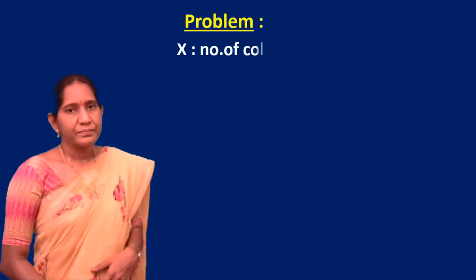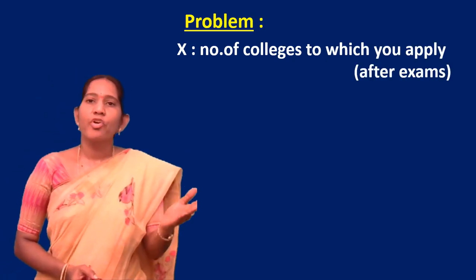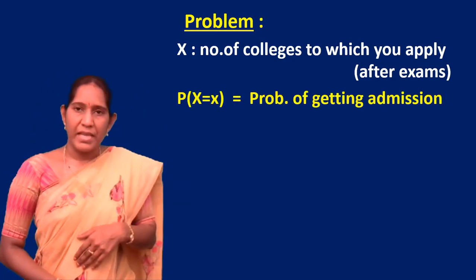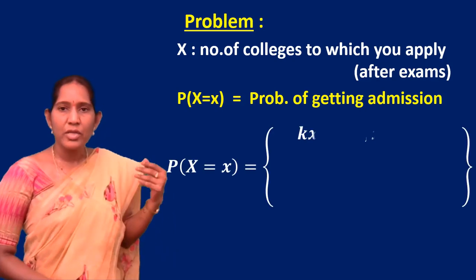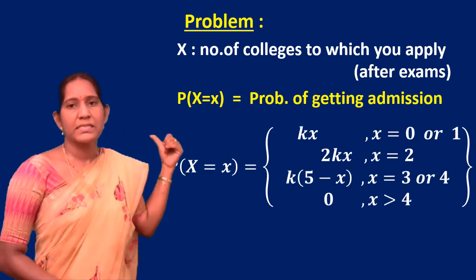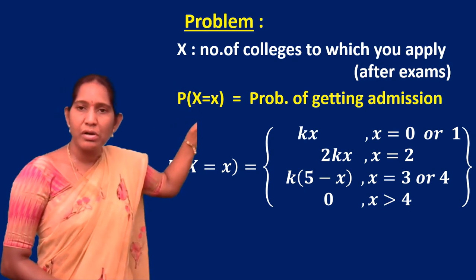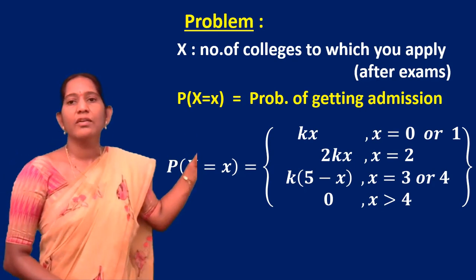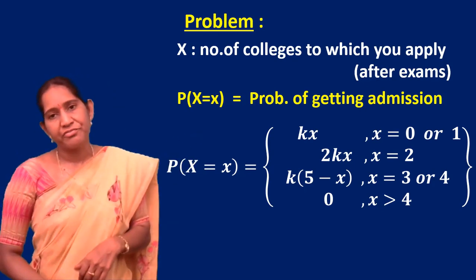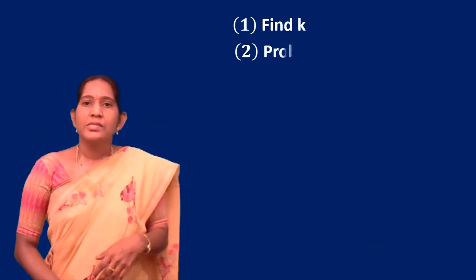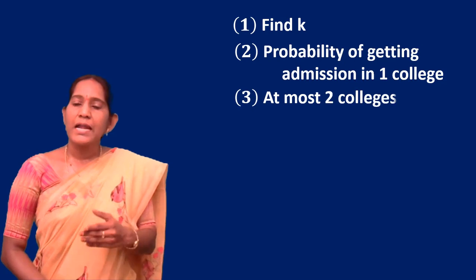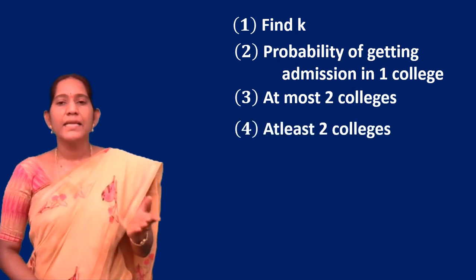See the problem. Random variable x is the number of colleges to which you apply after exams. P of x is equal to x is the probability of getting admission in college. P of x is equal to x is given as kx, if x equals 0 or 1; 2k, if x is equal to 2; k into 5 minus x, if x is equal to 3 or 4; and 0 if x is greater than 4. If k is positive, then first, find k. The next one, the probability of getting admission in one college. Next one, at most 2 colleges. And next one, at least 2 colleges.